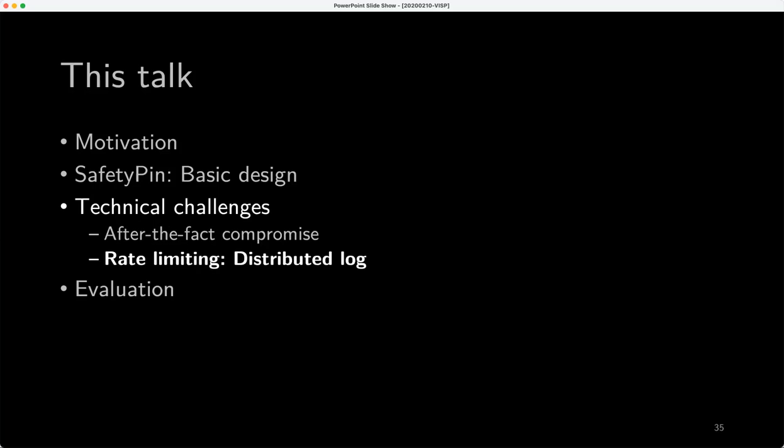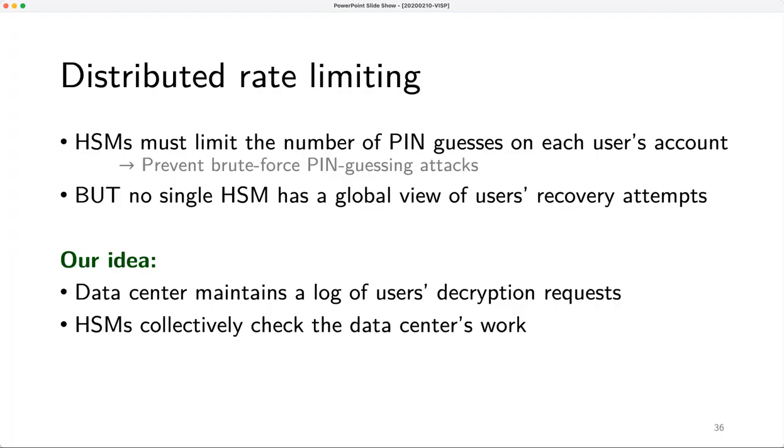Okay, the next thing I want to talk about is how we do rate limiting in this big distributed system with thousands of HSMs. Just to remind you, the whole purpose of using these hardware devices is to limit the number of PIN guesses that anyone can make on each user's account or on each user's backed up data, right? Because we want to prevent these offline brute force attacks against the PIN.